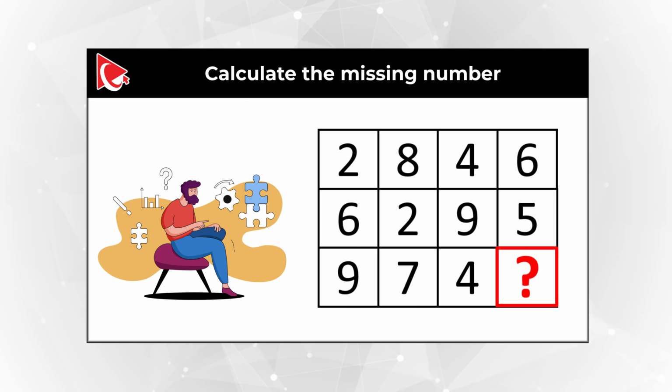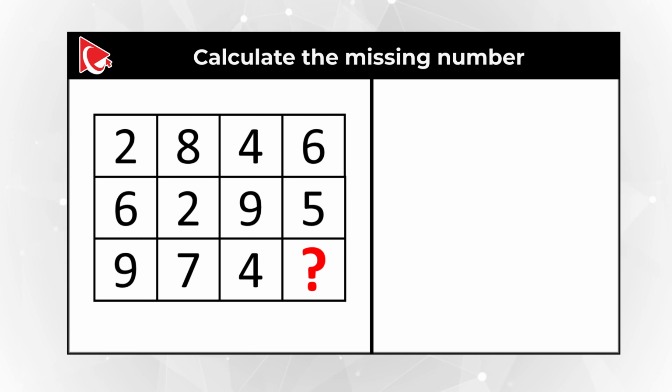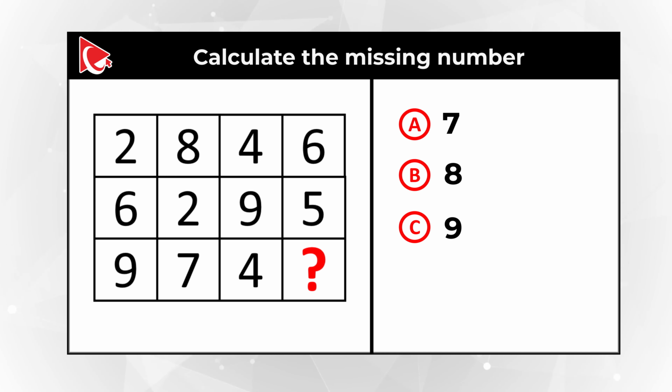Because after you calculate, you need to make a selection out of 4 possible choices. Choice A, 7. Choice B, 8. Choice C, 9. And then choice D, 12.